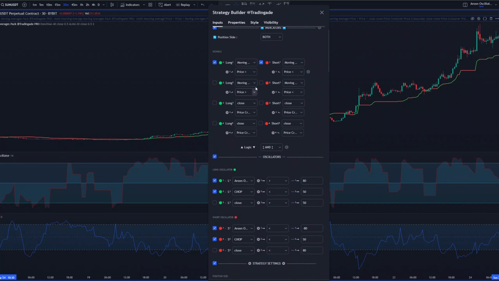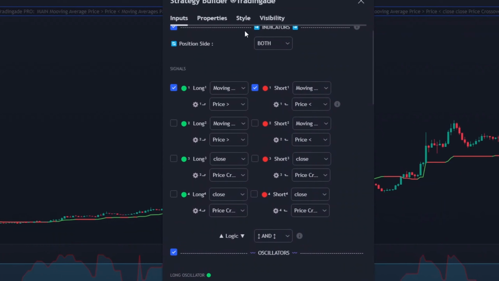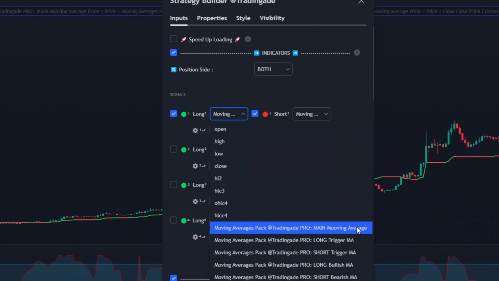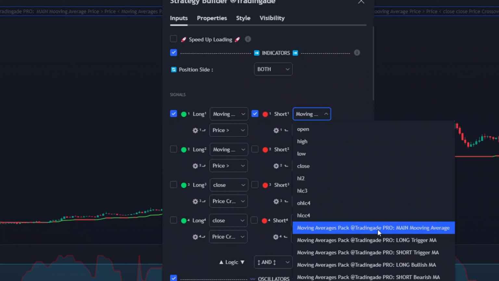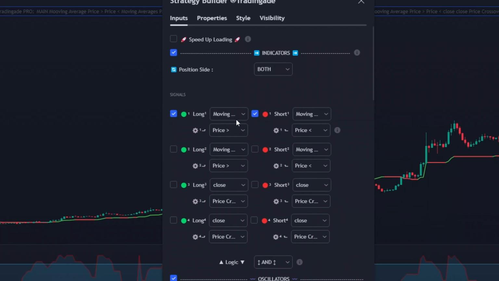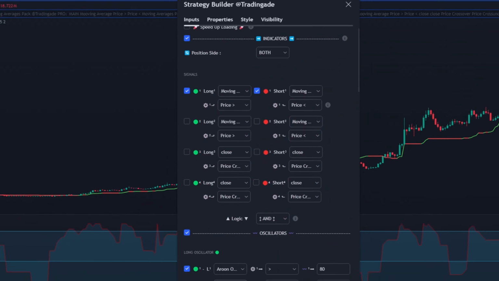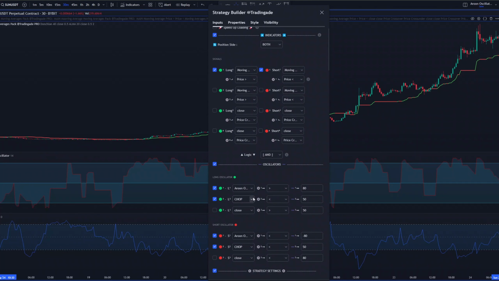Then we're gonna set a trend confirmation based on the moving average. We're gonna turn on one signal for long and one signal for short. We're gonna set the main moving average, which is this one right here. For the long signal, we're gonna set the same main moving average, and we want the price to be above our main moving average, whereas for the short signal, we want the price to be below our main moving average. That's fine. The second rule of our strategy is just configured. Then we're gonna add the third and last rule, the volatility confirmation.